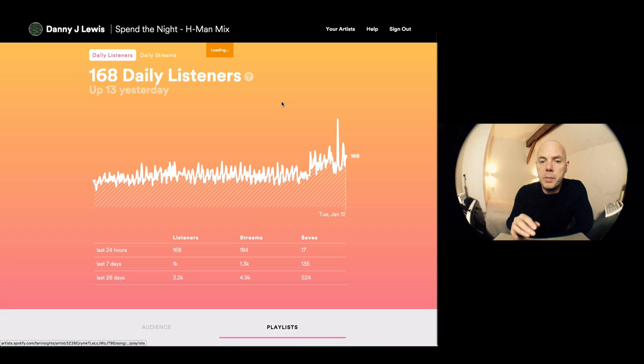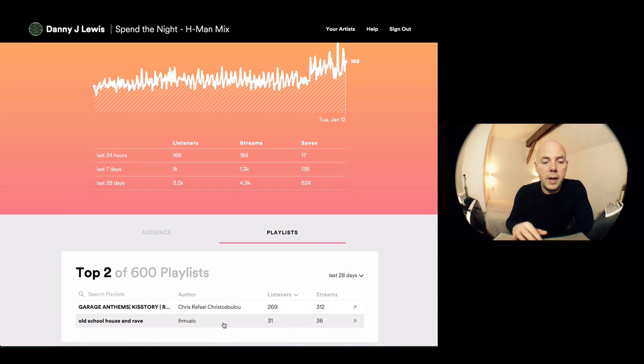Let's come to playlists because, you know, I mentioned that they're very, very important. We can take a look at, this is showing the top two of 600 playlists. And the reason why it's not showing all the other playlists is once again because the stream count wasn't high enough. But we can see that the most important playlist here is this Garage Anthems one. The author is Chris Raphael Christodoulou. So many thanks, Chris, for including me on that.